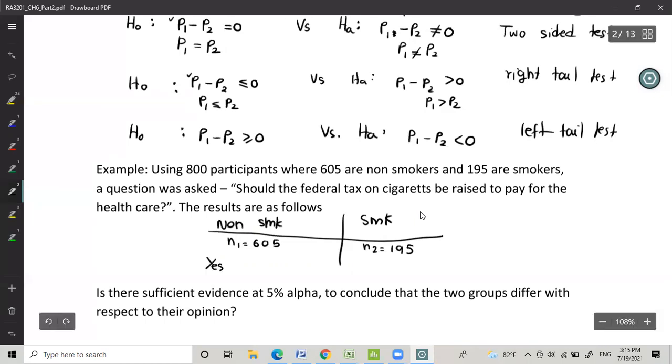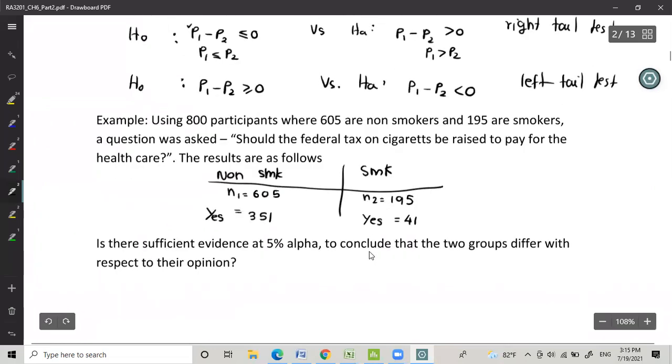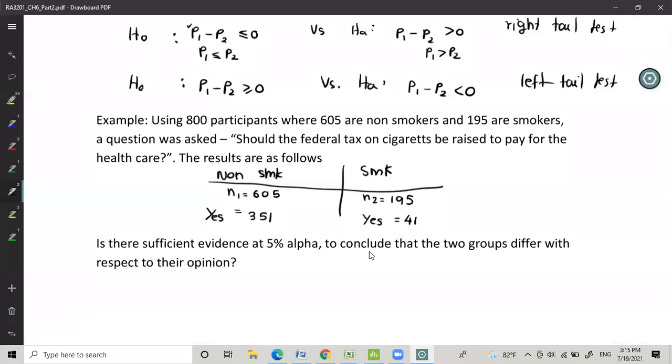yes, that number is 351, and out of the smokers only 41 said yes, right? So out of 605, 351 said yes. Out of smokers of 195, 41 said yes, you have to increase the tax to pay the health care. Now we are going to check whether this opinion of yes is same or different in these two groups. So it says differ with respect to the opinion. So what is it? What side of a test is that?